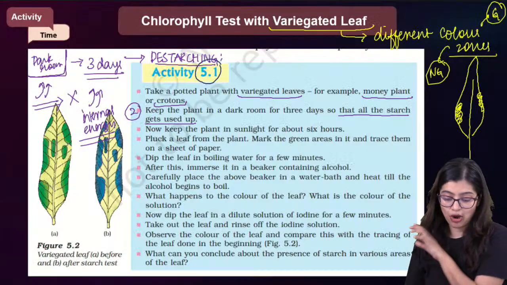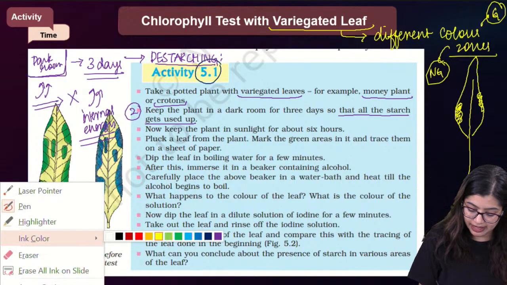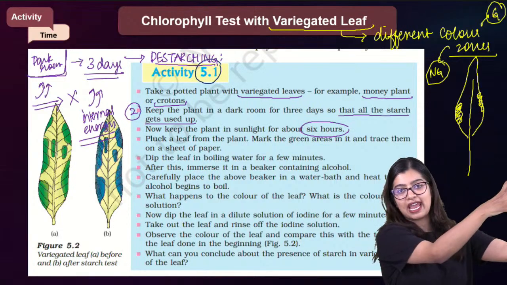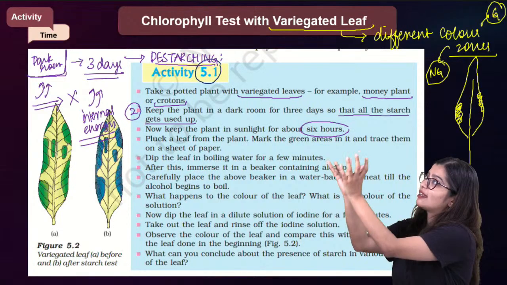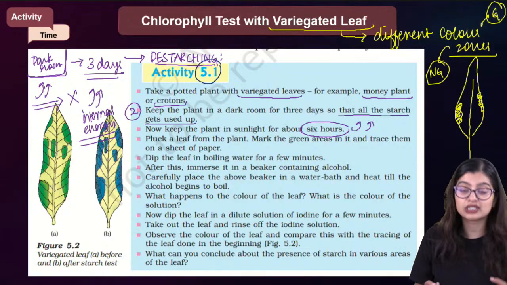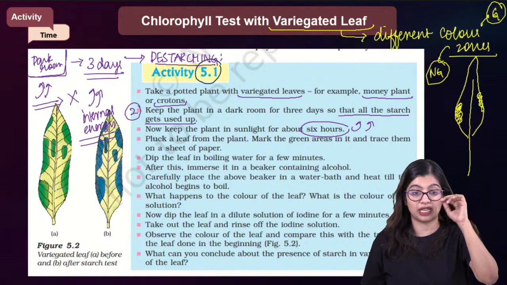Now, after I take the destarched potted plant out of the dark room, I will keep it in sunlight for 6 hours. So I have brought it out and now I am keeping it under sunlight. Now why am I doing this? So that photosynthesis will happen, right? So I am keeping it for 6 hours so that photosynthesis will be taking place.